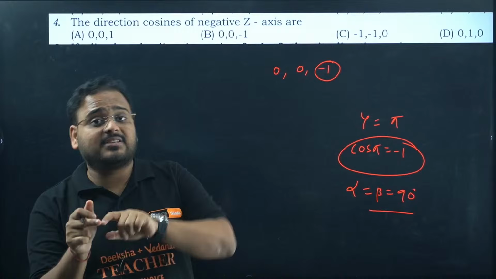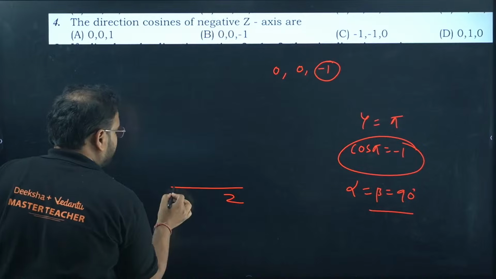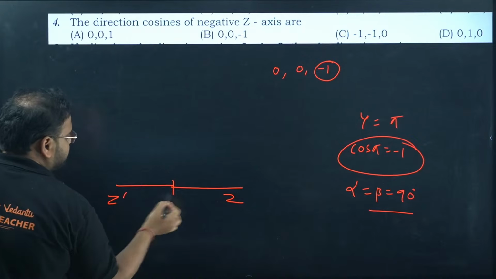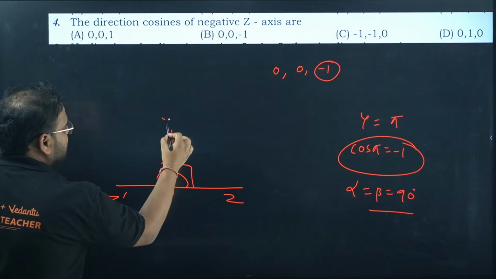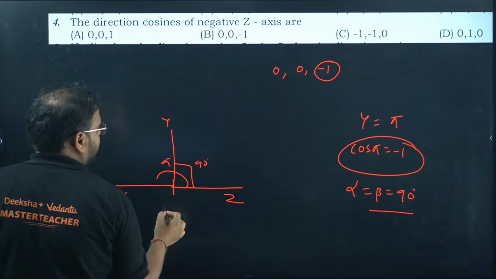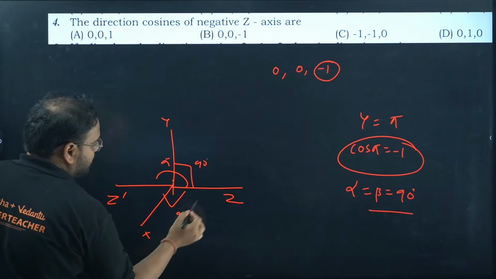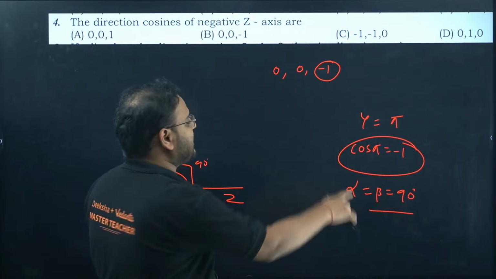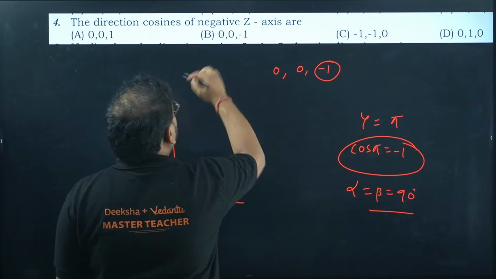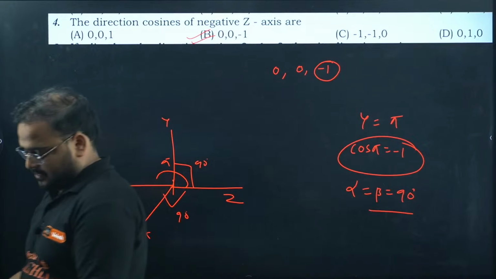And the angle of the z axis with the negative z axis: what's the angle? Pi. This is y, let's say. What is the angle? 90 degrees. Over here, this is, let's say, x. What is the angle? Again 90. So for 90 and 90, we'll have cos 90 as 0. So 0, 0, and cos pi is minus 1. So the answer is 0, 0, minus 1. Option B is correct. Next. Next. Come on.